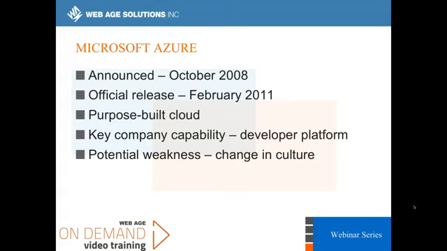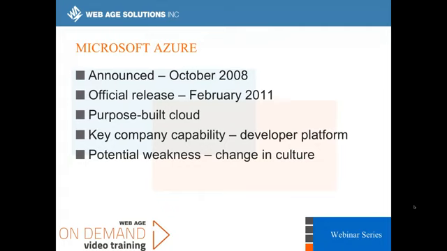Okay, so the second major public cloud, Microsoft Azure. It was announced in October 2008. The official public release, fully available release, is February 2011. It is a purpose-built cloud, and by that I mean it was built from the ground up to be a public cloud infrastructure. So components of it do support things like Office 365, etc., but it has not been an integral part of Microsoft. They are learning about how to provide the cloud, and we'll talk more about that when we talk about their network.